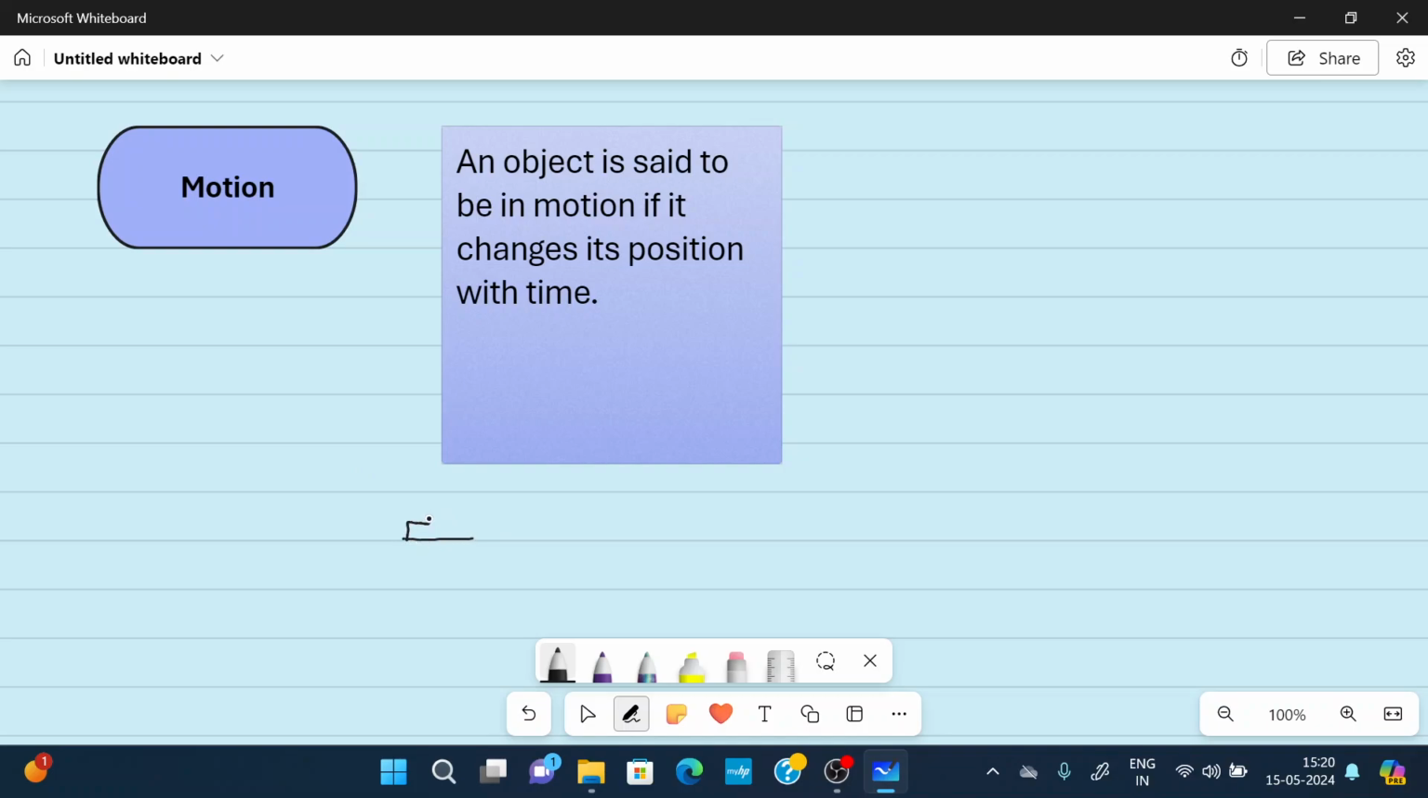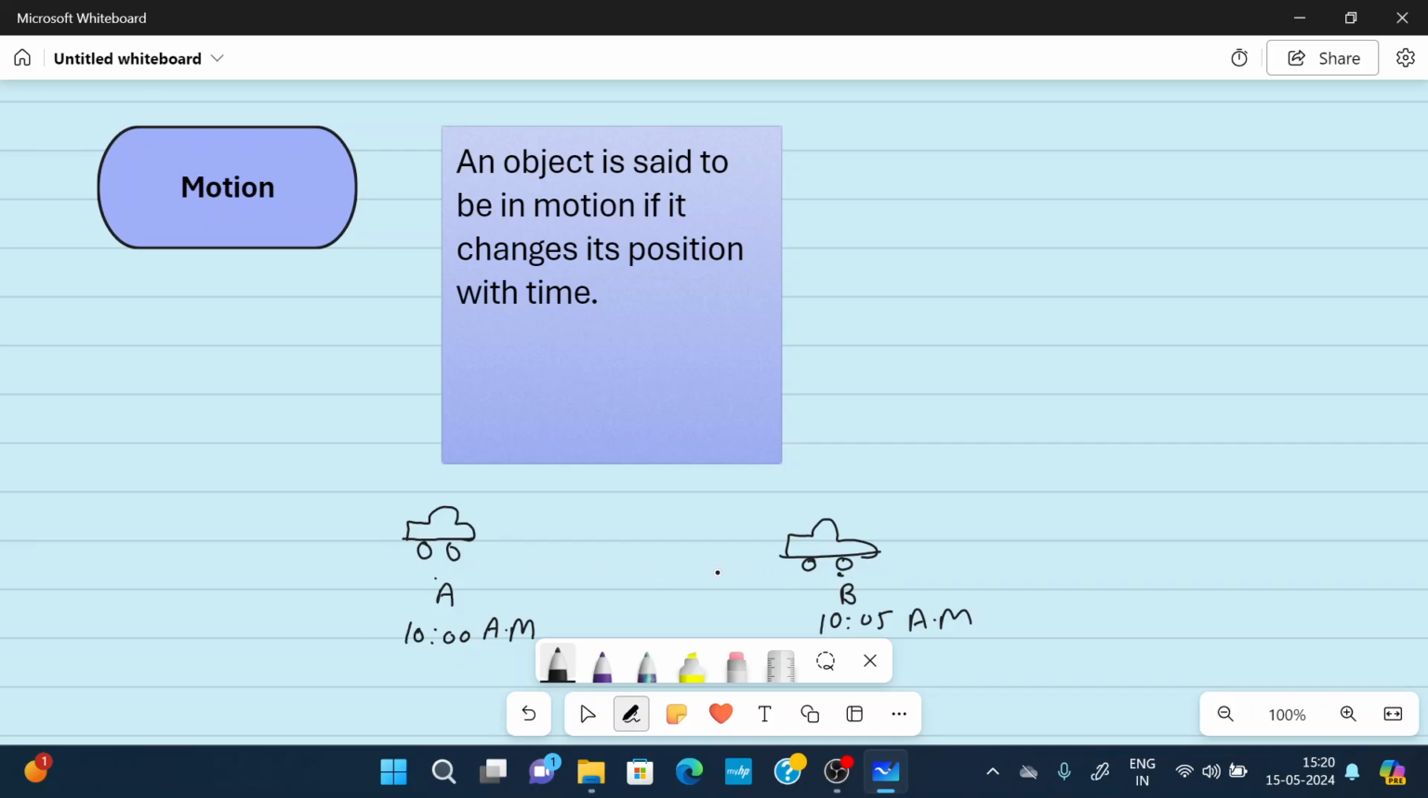Consider we have a car which is at point A at some point of time, let us say at 10 a.m. At some other point of time, let us say at 10:05 a.m., it is found to be at point B. Because the car had changed its position from A to B in 5 minutes, we can say that the car is in motion.